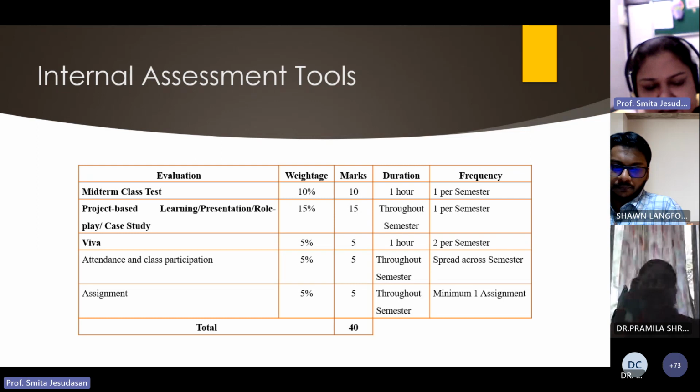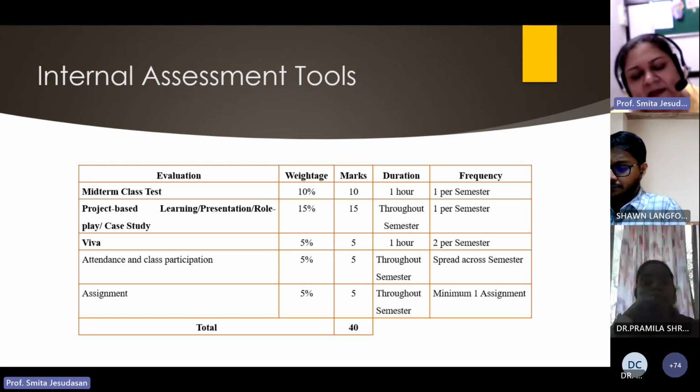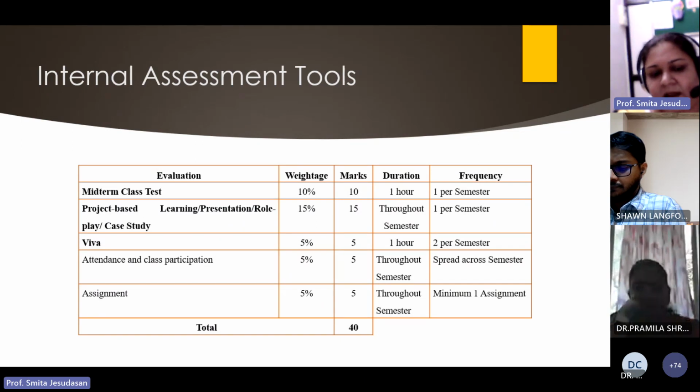So accordingly, the level of Bloom's taxonomy can be given, because here you're not just measuring the knowledge of the students, but we are also measuring the skills of the students, the problem solving skills, the communication skills, the presentation skills. So this also has to be taken into consideration for class participation.